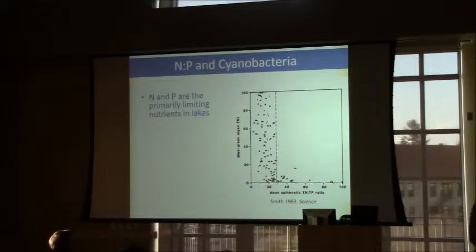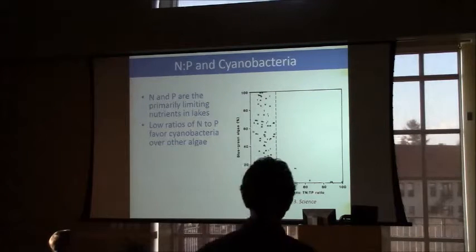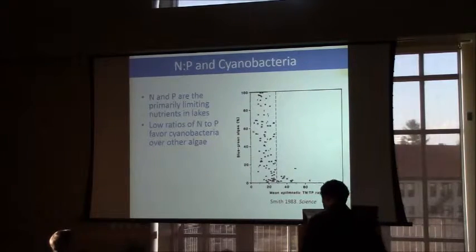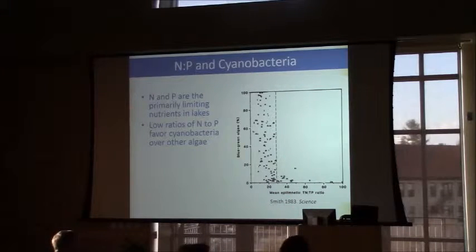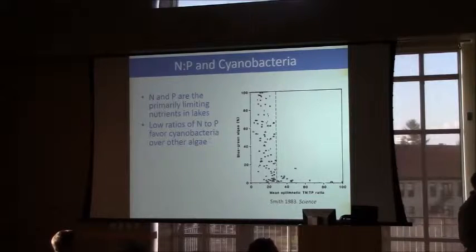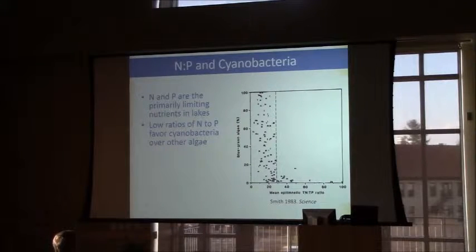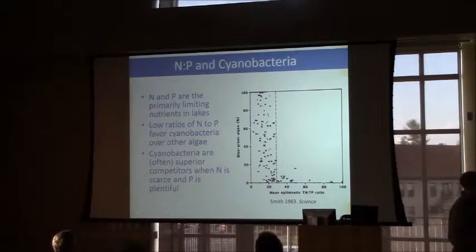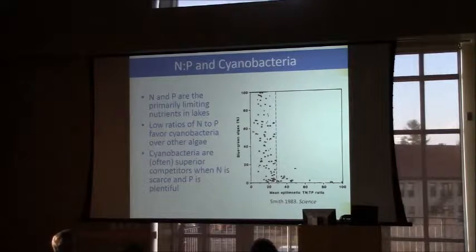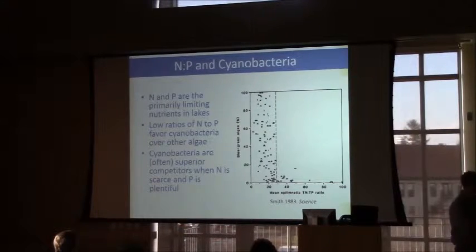Nitrogen and phosphorus are generally thought to be the primary limiting nutrients of lakes, and in particular the ratio of these two, nitrogen to phosphorus, is commonly considered to be an important risk factor for the occurrence of cyanobacteria blooms. This is a classic study. Below this threshold of nitrogen to phosphorus, you tend to get an increased proportion of cyanobacteria, rather than green algae, in the lake. This is because cyanobacteria are generally considered to be superior competitors for nitrogen, so they do well when nitrogen is scarce and phosphorus is abundant.